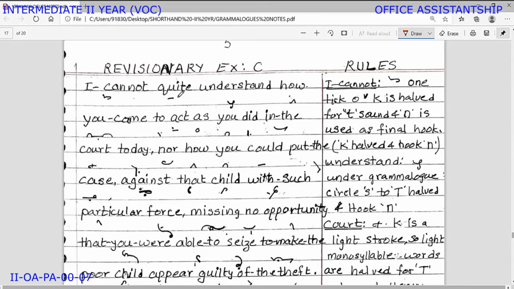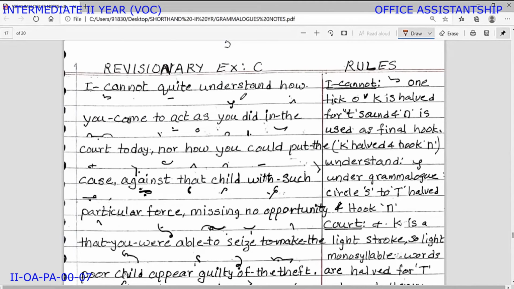"Understand." Under is a gramlogue. Right. Stand. Again, stand, you're getting S-T-A-N-D. So you're going to have that T for the D sound, and the N you're using, that N-D, that N you're using as a final hook. So circle S, T, N, T halved. Sorry, circle S, T halved for "can." Under gramlogue, plus "can understand."